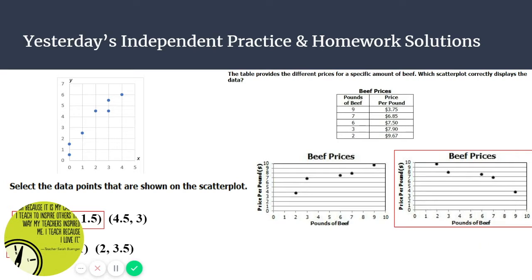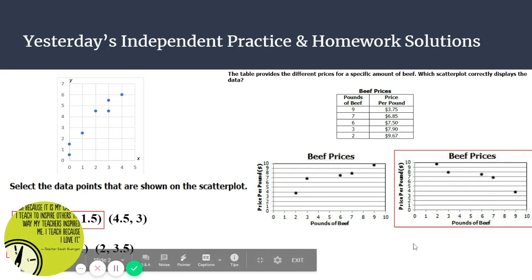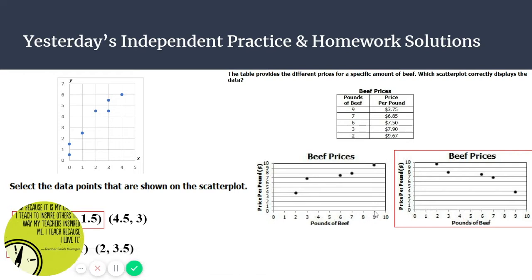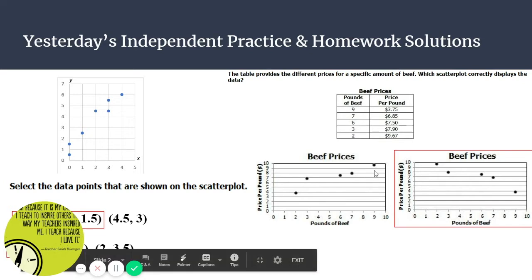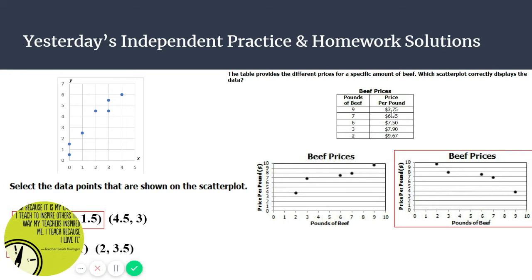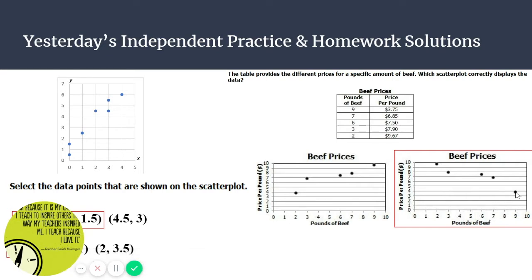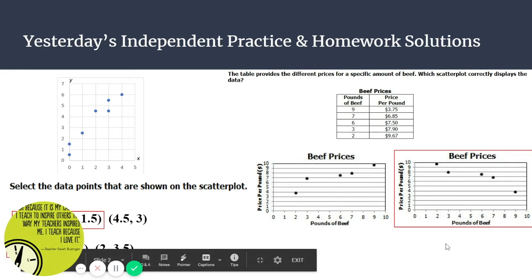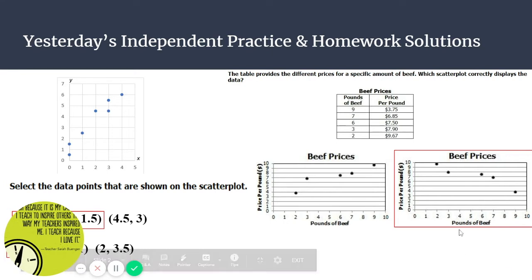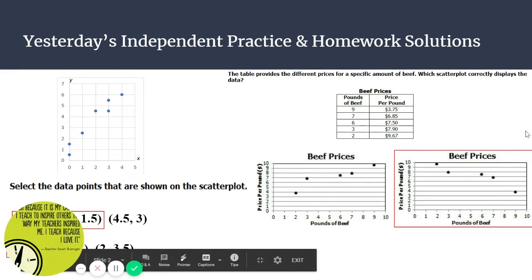If you look at all the options that were given here, such as the pounds of beef right here, your first one was at 9 pounds. According to this graph, the price per pound should have been $10, when on the table it says it should be $3.75. So if you go right to the second graph and you go up, that is where it's correctly plotted. You can look at the first point to determine that one as well to make it a little bit easier. But yes, graph 2 was the correct graph of the data given for your homework solution.